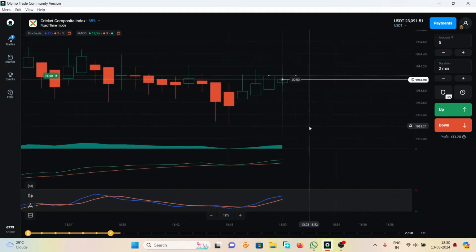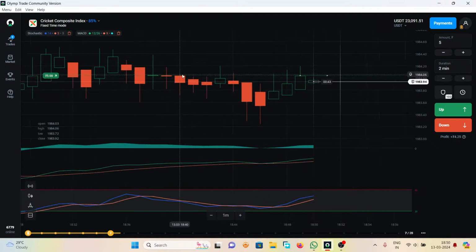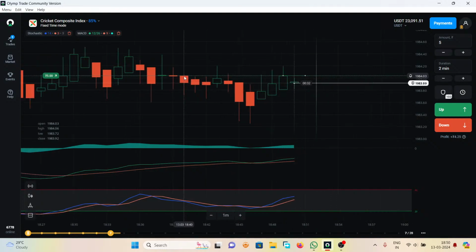So what happened with this trade, guys? Remember, we have a level here. That's why many times we opened the trade and at the moment we opened it, we saw our trade going in the opposite direction. Why? Because previously we didn't focus.